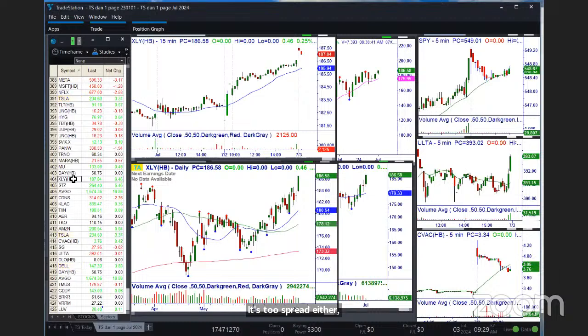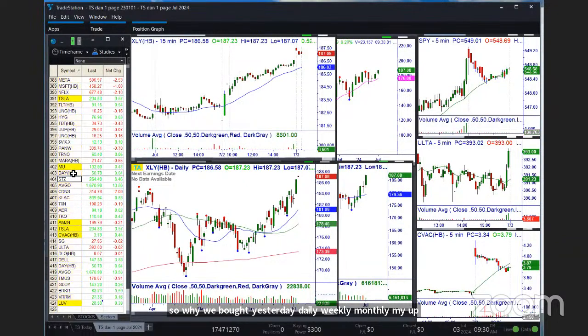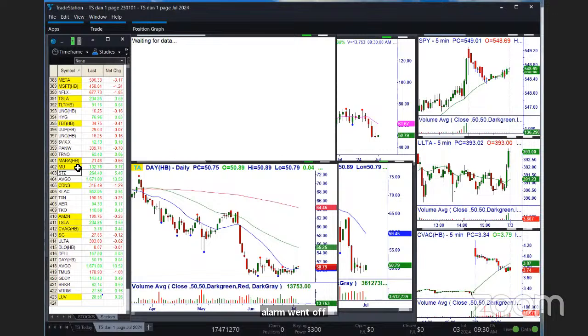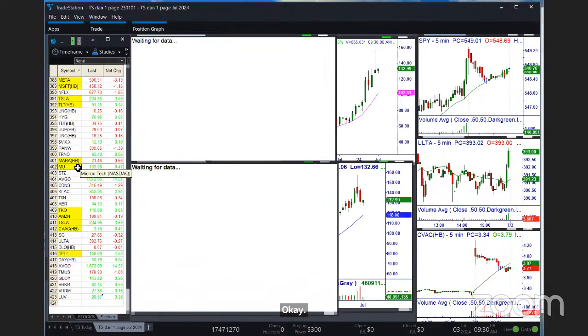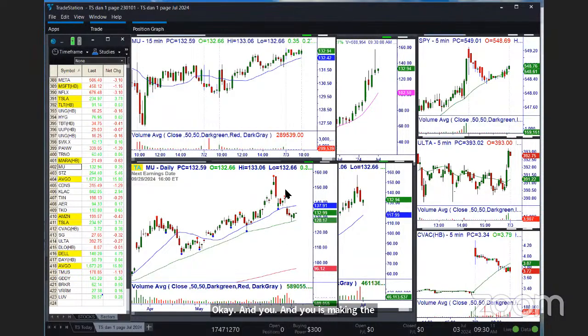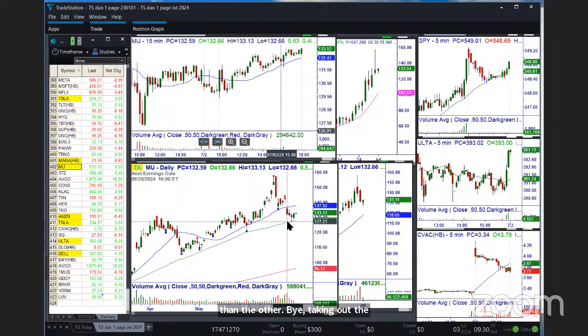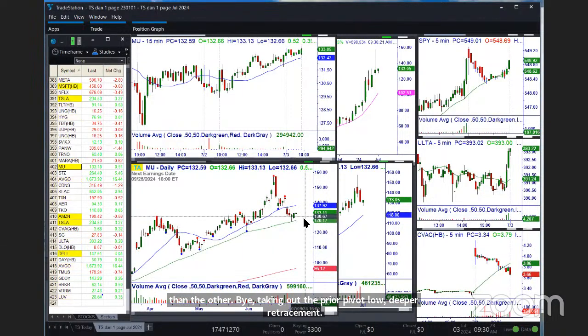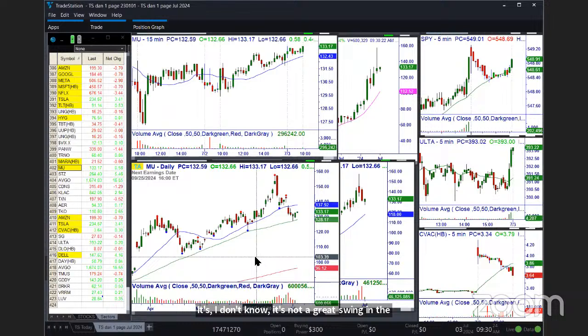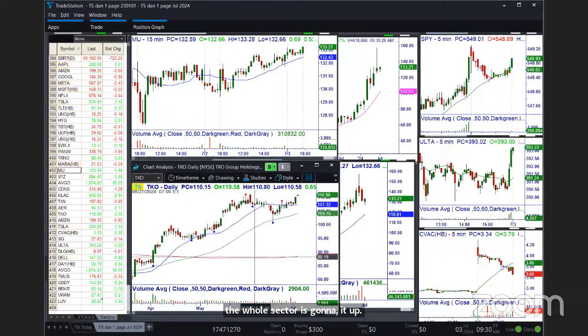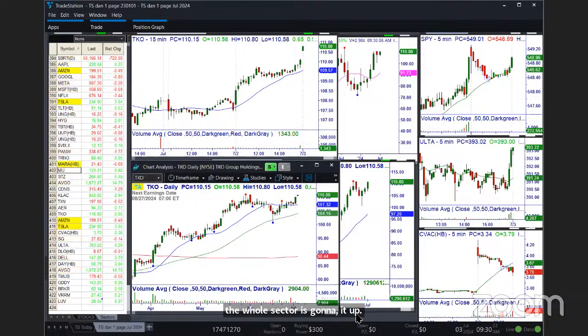There's our STZ, the earnings trade. XLY, we bought yesterday, daily, weekly, monthly. My up alarm went off. Day we talked about. MU is making the turn here, weaker than the other semis by taking out the prior pivot low, deeper retracement. I don't know, it's not a great swing to me unless the whole sector is going to drag it up. All right, TKO alarm. So that's good to go. It's not an excessive gap, so that's good to go.